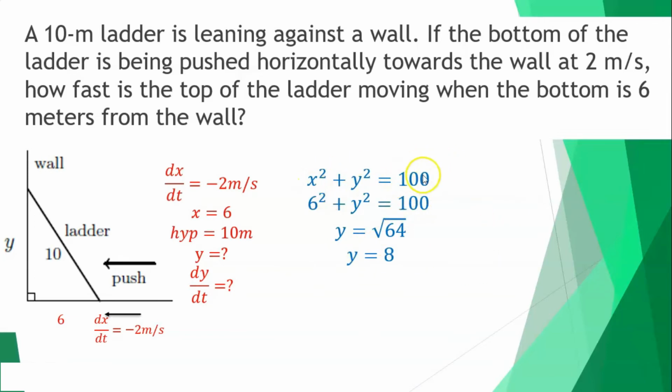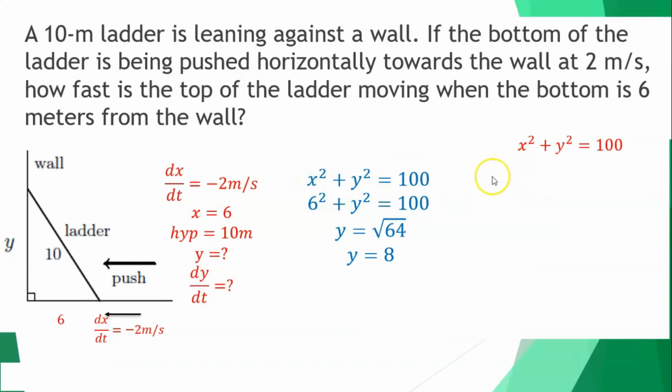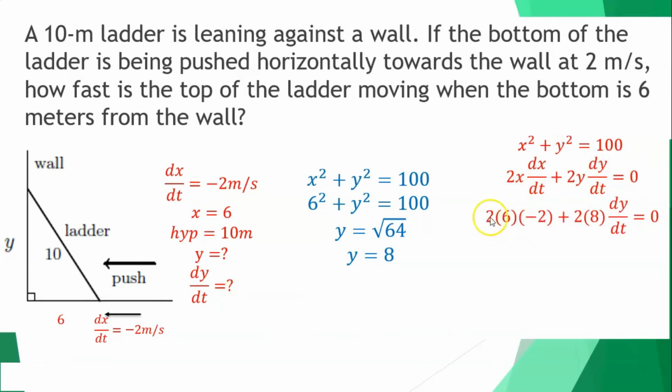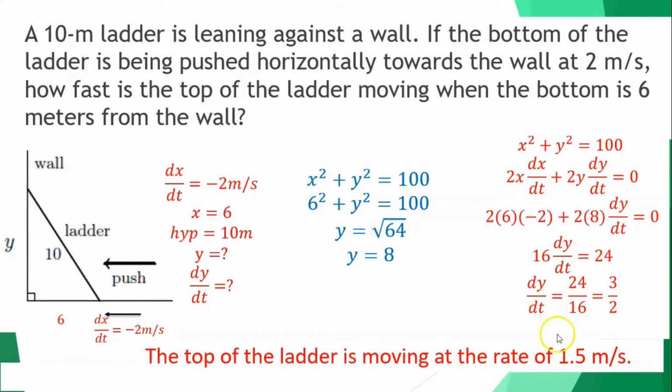Now take note, making use of this original equation, let's get its derivative. So derivative of x squared, 2x dx dt, derivative of y squared is 2y dy dt, and derivative of 100 is 0. Now at this point, let's substitute. The value for x is 6, our dx dt is negative 2, and the value for y is 8, and dy dt is unknown. Multiplying this is negative 24. Transfer to the other side, that would become 24. So simplifying further, dy dt here is 3 over 2, or the top of the ladder is moving at the rate of 1.5 meters per second.